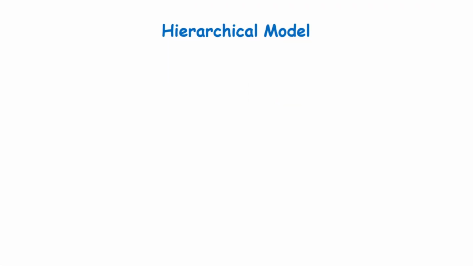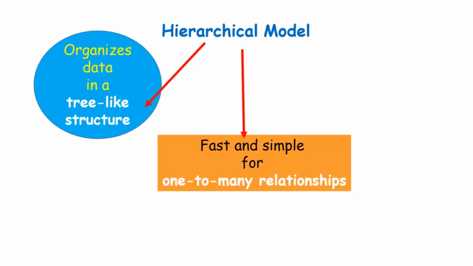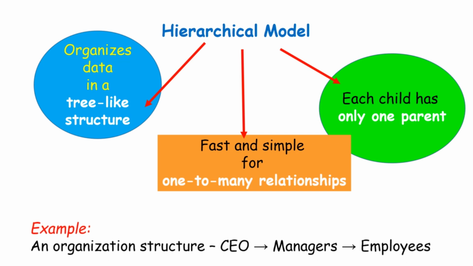First is the hierarchical model. Data is organized in a tree-like structure. It is fast and simple for one-to-many relationships. Each child has only one parent, but a parent can have multiple children. Think of it like folders and subfolders on your computer. Then we have an example of an organization structure. Each employee belongs to one manager, and each manager belongs to one CEO. So this is an example of this model.